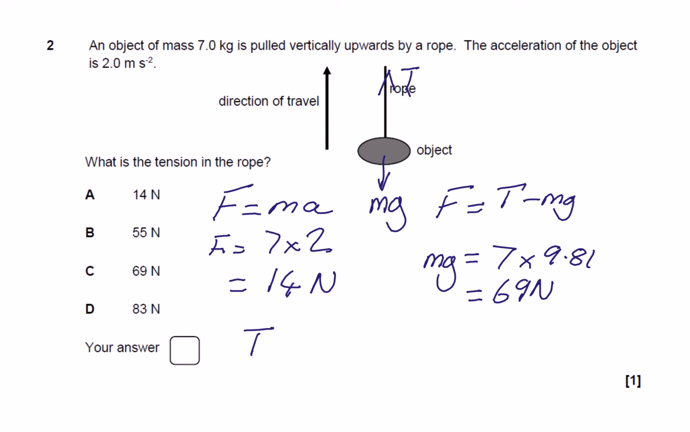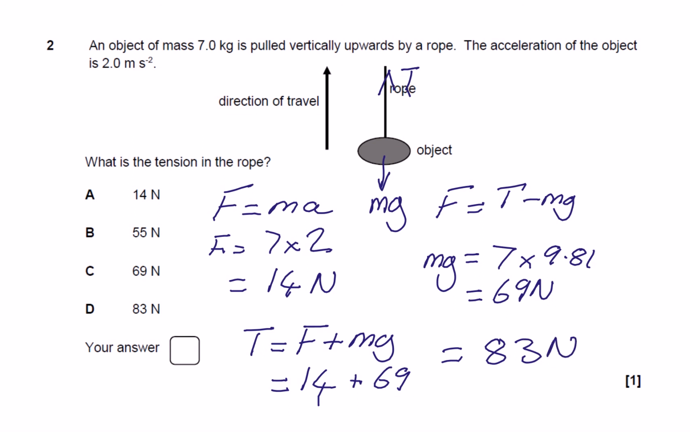And now if I rearrange my formula up here, we can get what the tension is going to equal. So my tension is going to equal the resultant force plus the weight. If I put my numbers in, my resultant force from F equals ma is 14, and I know that the weight is 69 newtons. So if I put those again into my calculator, I come out with an answer of 83 newtons as being the tension in the rope, which is answer D. And that's how we do question number 2.